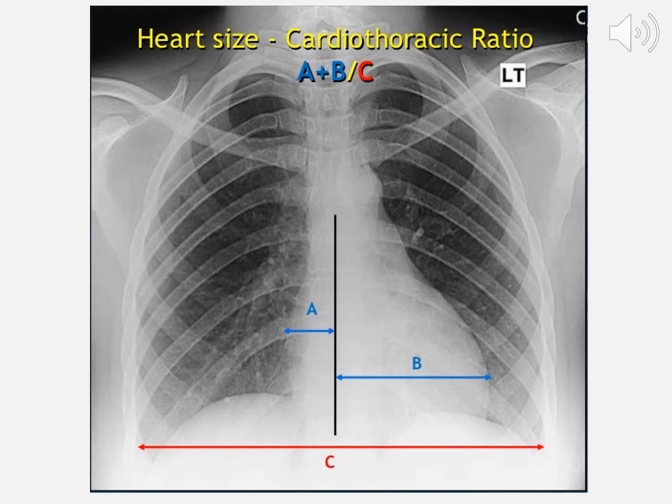So cardiothoracic ratio in determining heart size. This is A plus B over C. A is the portion of the heart left of the midline. B is the portion of the heart to the right of the midline. And then C is the diameter of the internal chest cavity or the lung space. And so A plus B divided by C, the number you should get should be somewhere between 0.42 and 0.5, which is a normal cardiothoracic ratio. Anything beyond that is considered cardiomegaly.